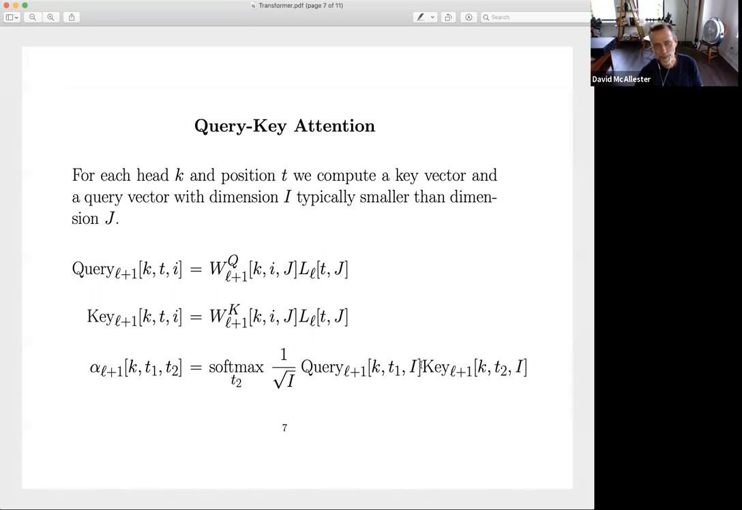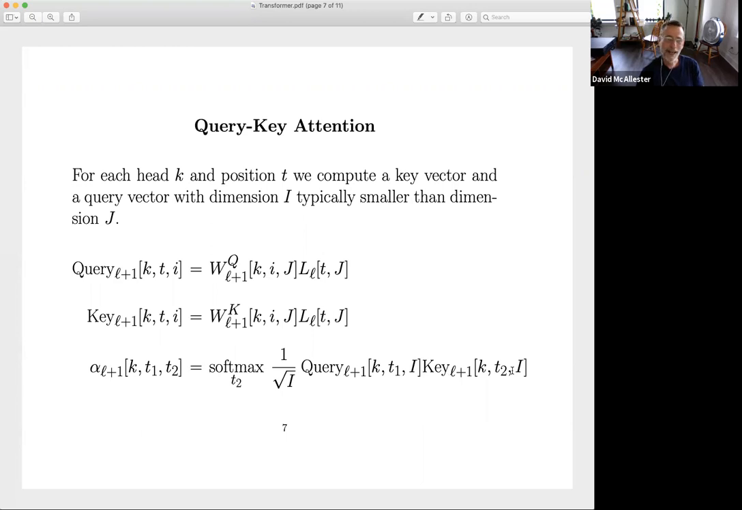They scale this inner product by 1 over the square root of I. In a softmax, if I put a constant here, that acts as a temperature parameter in the softmax. If you are familiar with the Boltzmann distribution in physics, the softmax equation is basically converting an energy to a probability via Boltzmann's equation. There's a temperature parameter. So this is taking a temperature parameter to be 1 over the square root of the dimension that's being contracted, right? So this is a sum, this product is a sum over I.